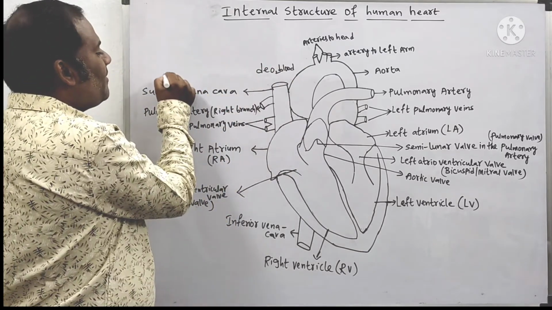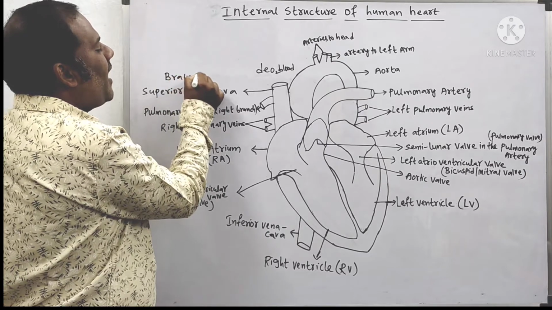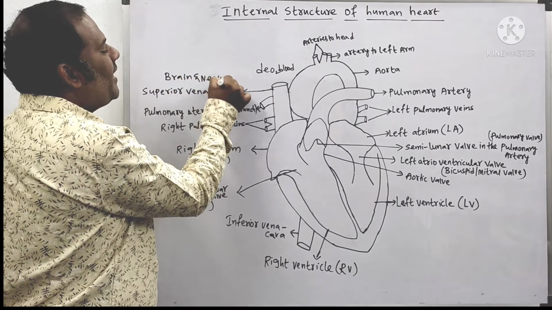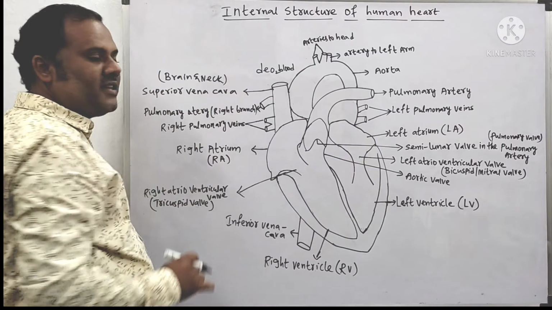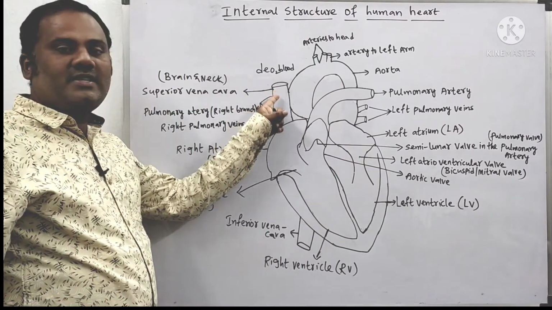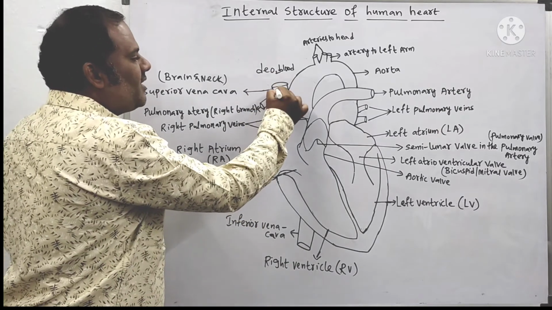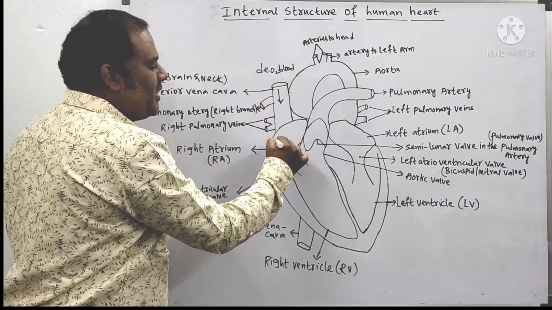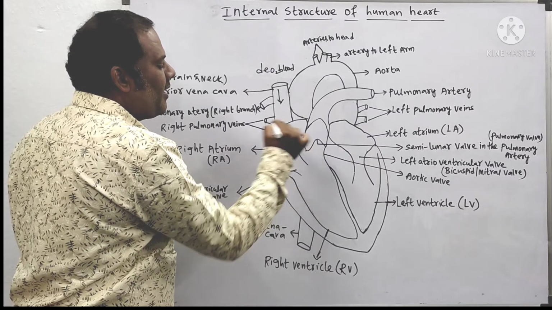From the upper parts of the body means what? From the brain and neck. That is, the parts above the heart. The superior vena cava brings the deoxygenated blood. They bring the deoxygenated blood into whom? You see these arrow marks, into this right auricle, RA.